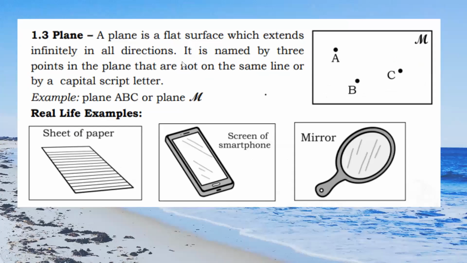Okay, then we have plane, the number three undefined terms. A plane is a flat surface which extends infinitely in all directions. So this is the illustration of a plane. So you can name a plane by the points inside it. So example, this is plane ABC, or you can use one capital letter. Just like this one, this is plane M. Examples of plane are sheet of paper, screen of smartphone, and mirror.